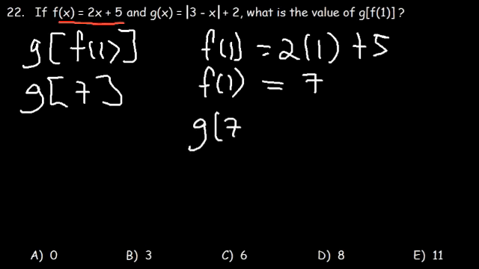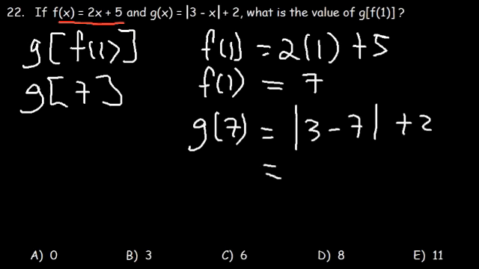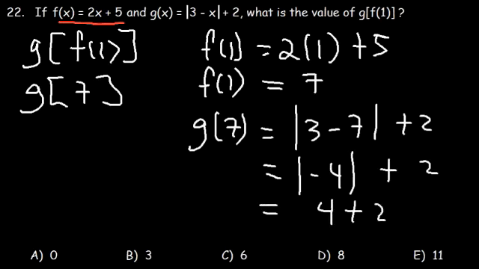So g of 7 is equal to the absolute value of 3 minus 7, plus 2. 3 minus 7 is equal to negative 4. And the absolute value of negative 4 is positive 4. So 4 plus 2 is 6. So therefore, g of f of 1 is equivalent to 6, so C is the right answer for this problem.